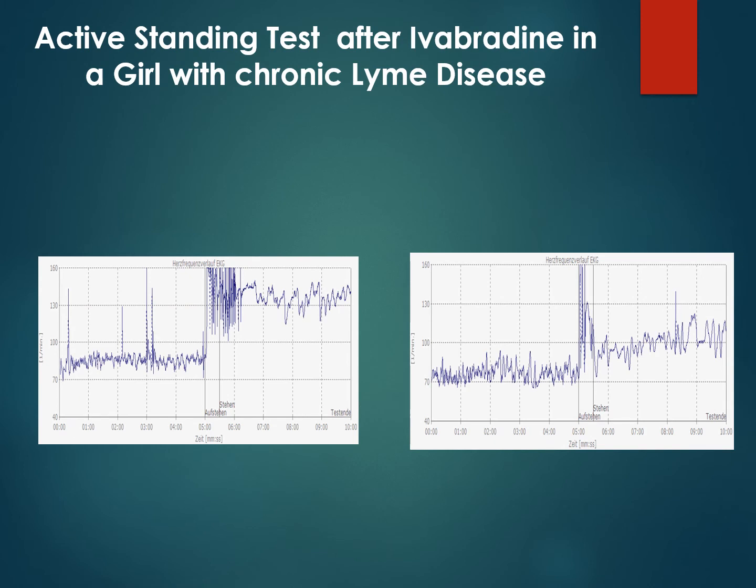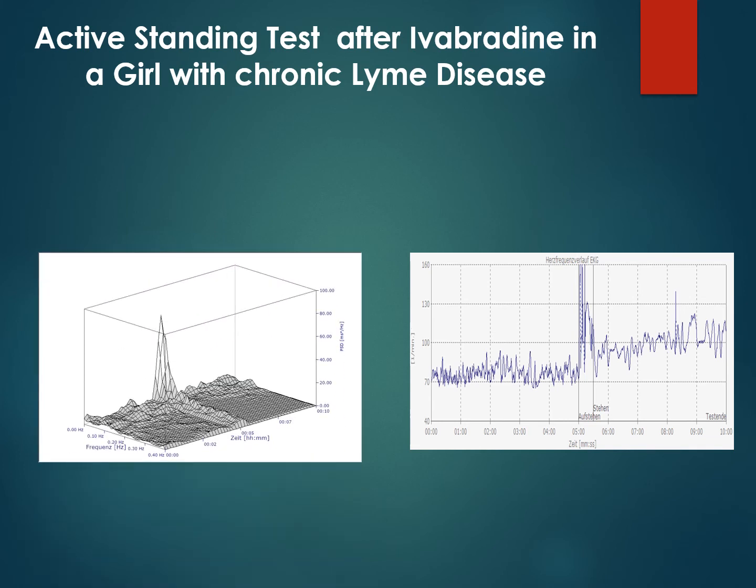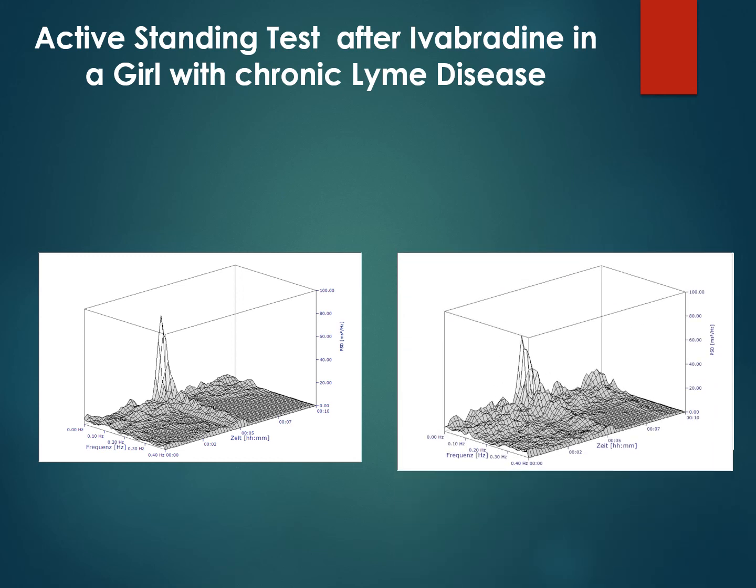This is the data of a girl who had chronic Lyme disease with postural orthostatic tachycardia. You see the improvement of the heart rate increase while standing using ivabradine. The data are shown very well in the 3D plot of heart rate variability with low vagus activity in the standing position. This is the second part of this sheet, and it shows the improvement of heart rate variability after ivabradine.